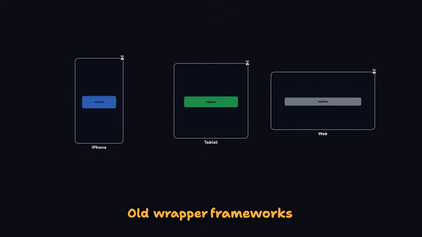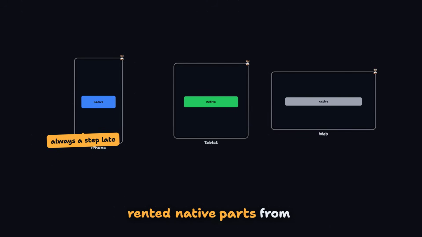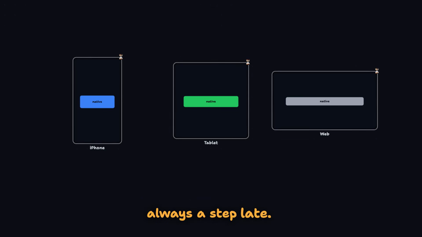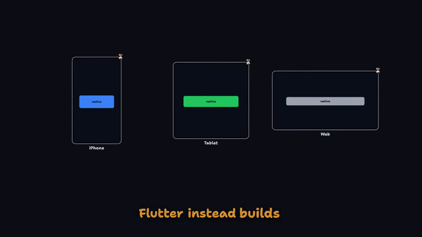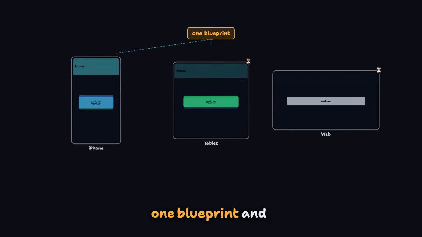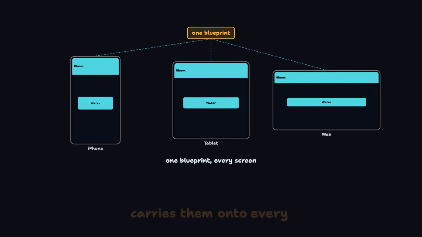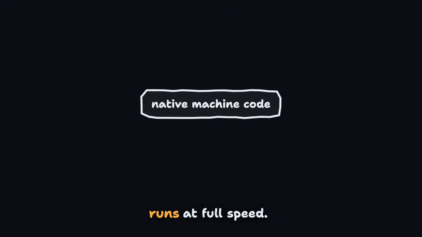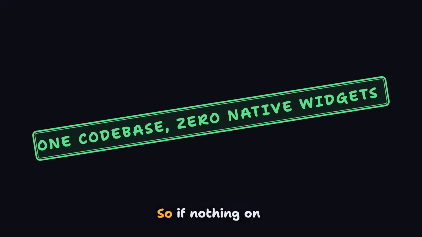Old wrapper frameworks rented native parts from each platform and waited on every update, always a step late. Flutter instead builds its own parts from one blueprint and carries them onto every screen. Her code even compiles straight down to native machine code, so it runs at full speed. One codebase and 0 native widgets. So if nothing on that screen is a real button, what is it made of?